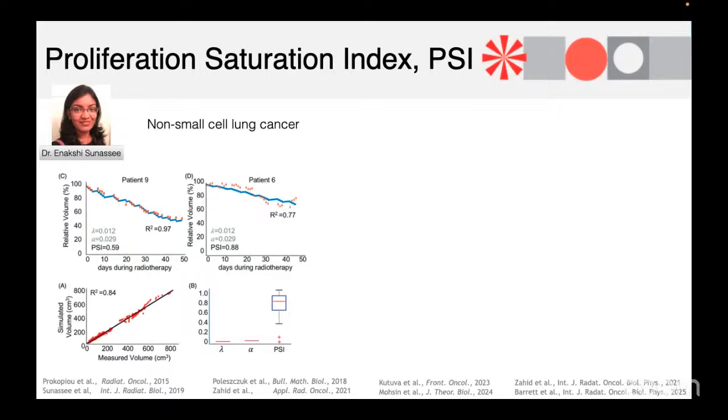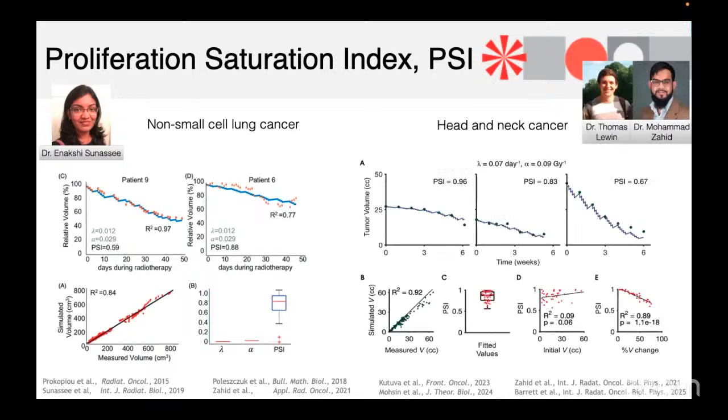So you can see 2 patients. The blue curve is the model fit to data. And down here in this plot, you can see all 27 patients in this cohort, where we plot simulated volume against observed volume. And for a single parameter model, that fit is reasonably well, I would argue. Now then, Tom and Mohammed in the lab took this forward into head and neck cancer. Same thing, the model with just 1 parameter PSI can explain patient-specific and overall cohort data very well.